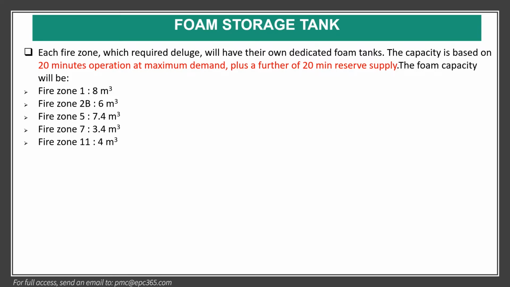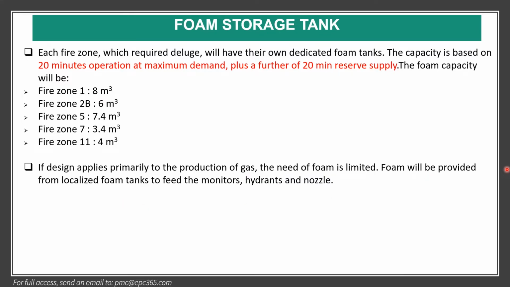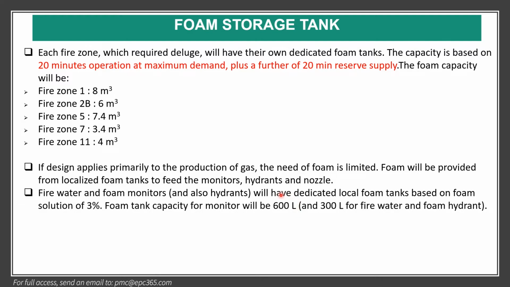For a storage tank, normally the capacity is based on 20 minutes operation at maximum demand, plus 20 minutes reserve supply. And here it shows that in fire zone 1 for the deluge foam system we require 8 cubic meter of foam, and foam shall also be provided for the foam tanks to feed the monitors and hydrants. For the hydrants, the foam tank capacity for this project was 600 liter.